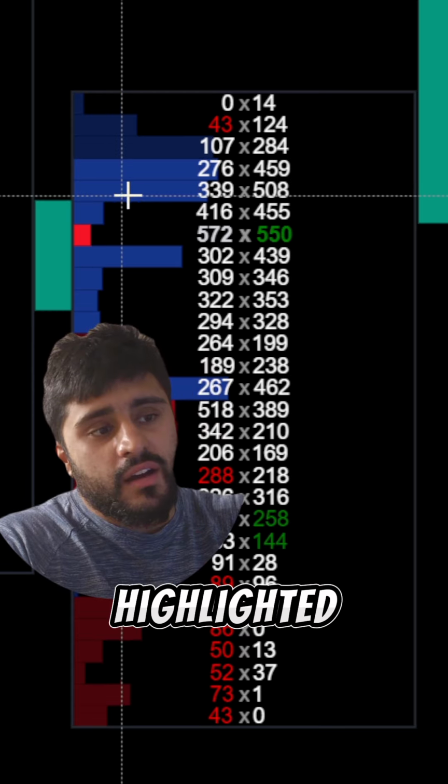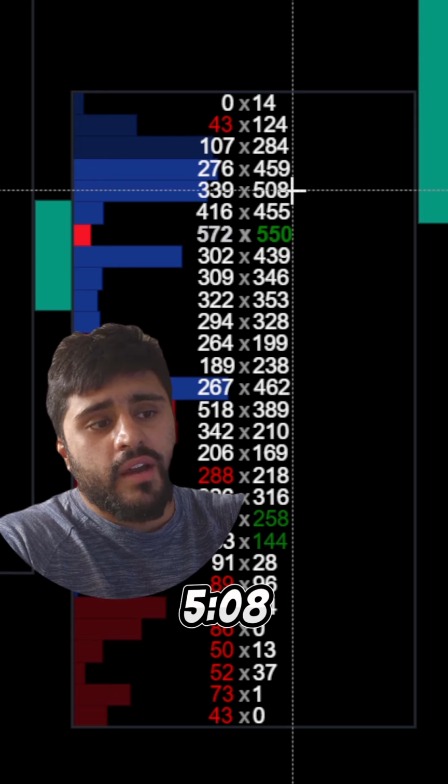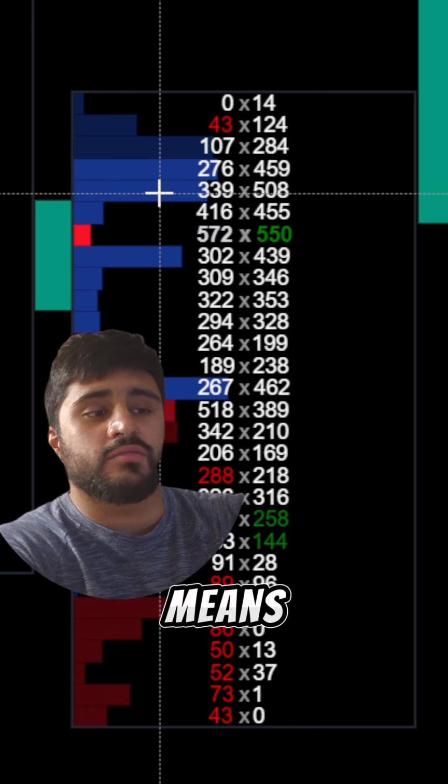The reason you see it highlighted in blue over here, this is the delta. The delta is basically the difference between 508 and 339. So that's obviously a positive number, hence why we have a blue delta, which means it's positive.